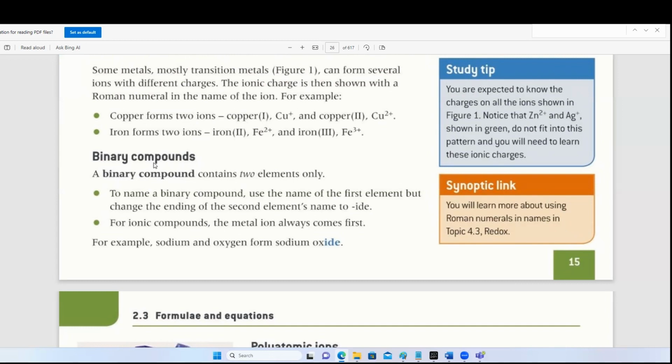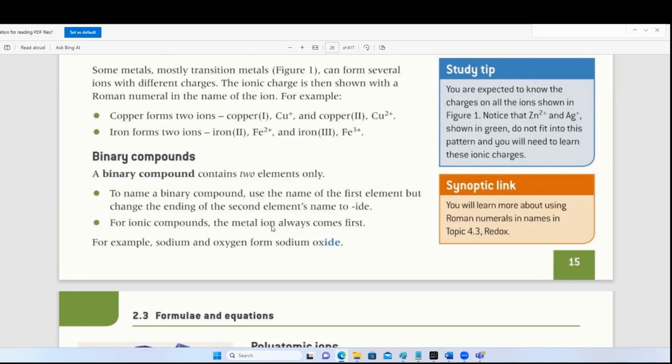Binary just means two, so a binary compound contains two elements. It's obvious from the name. To name a binary compound, use the name of the first element, but change the ending of the second element's name to -ide. We'll see an example here.